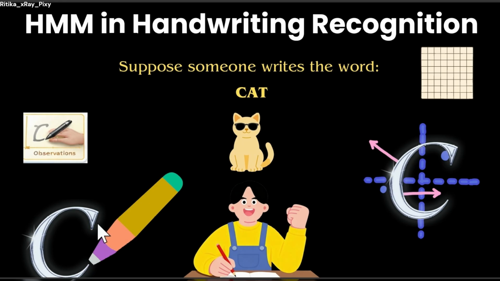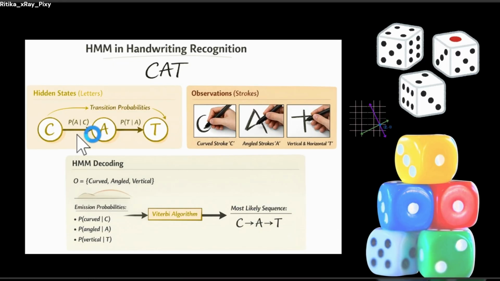Instead, the system will receive pen stroke coordinates, that is XY points, stroke direction, speed of writing, or pixel pattern. These are called observations. So we cannot see the letter directly. The actual states, the actual letters C-A-T, are hidden. We cannot see them directly. We are just doing the observation, meaning the system is observing the pen stroke coordinates, stroke direction, speed of writing and all.